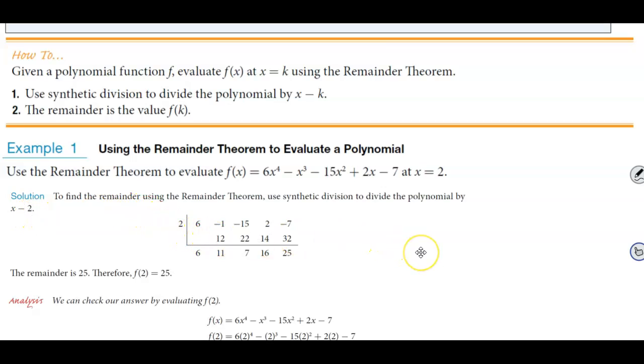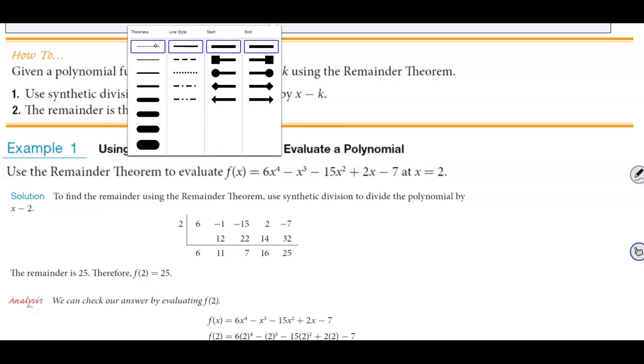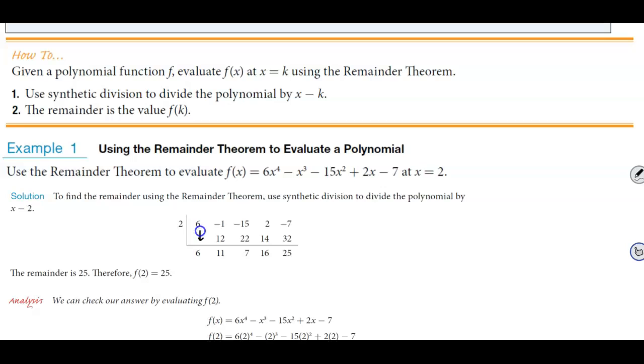First, we bring down the 6. Now we take 2 times 6, which is 12. Negative 1 plus 12 is 11. 2 times 11 is 22. 22 plus negative 15 gives you 7. 2 times 7 is 14. 14 plus 2 is 16. 2 times 16 is 32. And 32 minus 7 is 25.